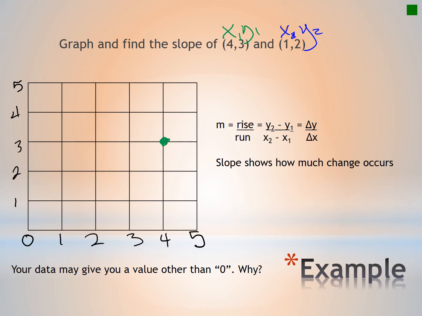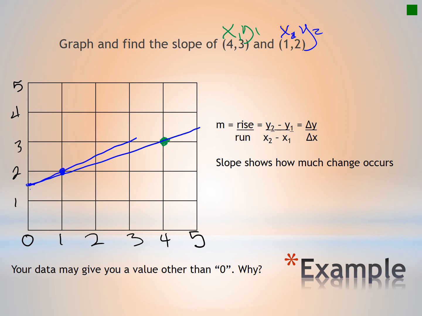So this is my first data point. And then I'm going to do 1 and 2. So over 1, up 2. Make sure that you do the x first. And then we're going to find the slope. So we're going to draw a line connecting the dots. So I'm going to get out my straight edge. A straight edge is a ruler, by the way. Okay, and so we're going to connect the dots, and then we need to calculate our slope.